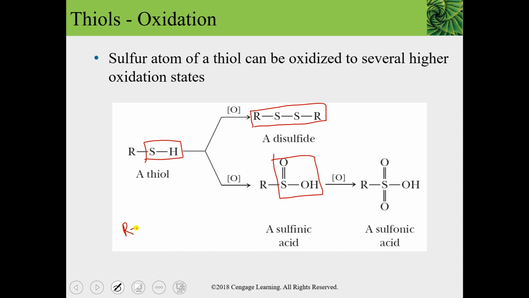So if you remember, the carboxylic acid is this. The only difference is that instead of a carbon, it's a sulfur. That's the only real difference there. We could further oxidize this into a sulfonic acid. Here's our sulfonic acid. How do we know it's a sulfonic acid? Because that hydrogen would be donated.